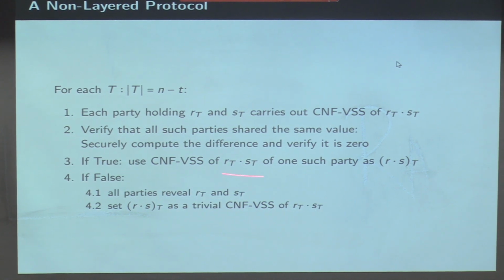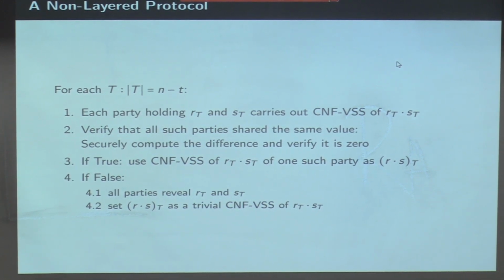If everything has worked out here, all the verification has been worked out. So over here what we do is, instead of this special party secret sharing RT times ST, it's going to secret share an additive secret sharing of RT times ST. And these additive secret sharings are going to be used as the additive secret sharings that are used in the CNF part.